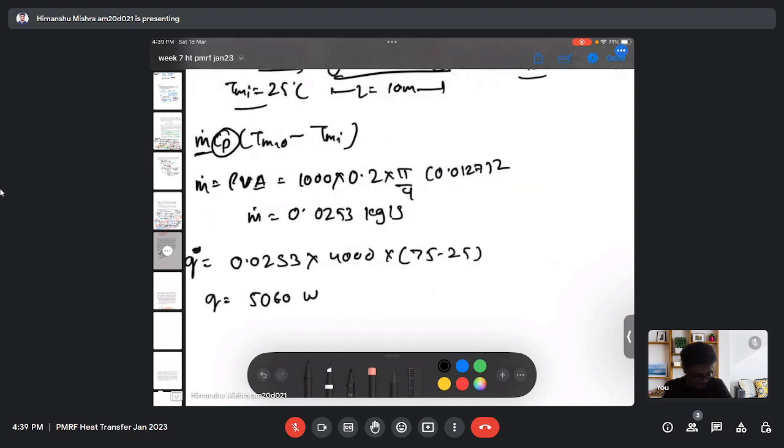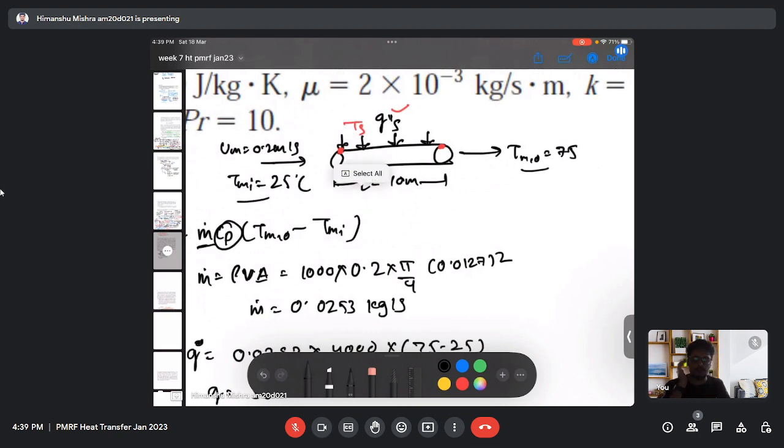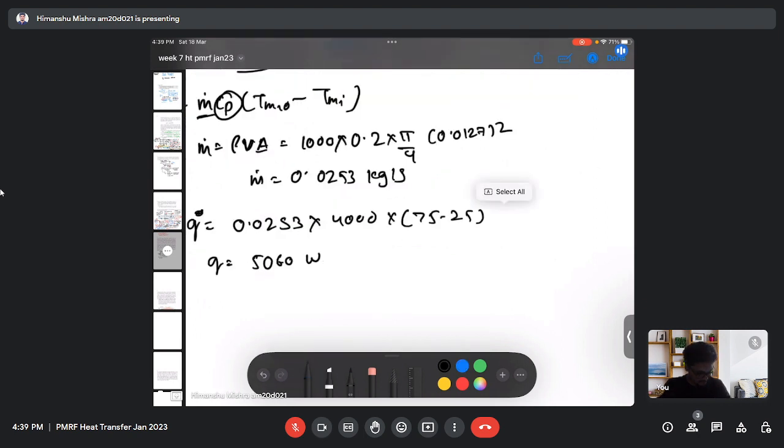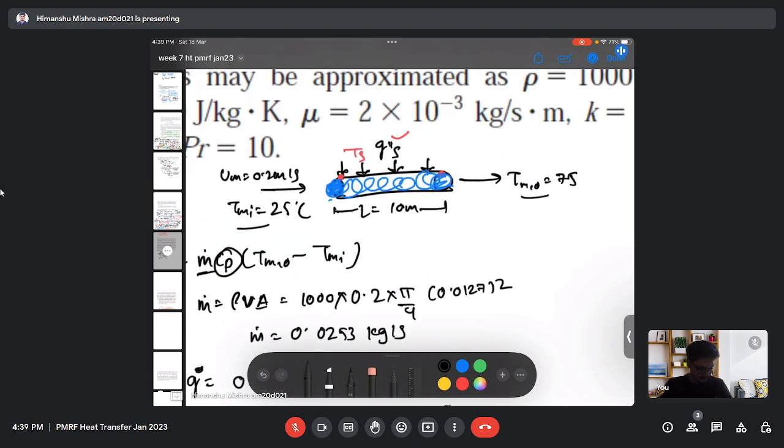Now I calculated the heat transfer based on the inlet and outlet temperature. So I used the cross section area because there will be a heat transfer from this cross section area from inlet to outlet. But now I need to find the heat flux, and the heat flux will be just heat transfer by area. And since there is a heat flux at the surface, I need to find this area, surface area.